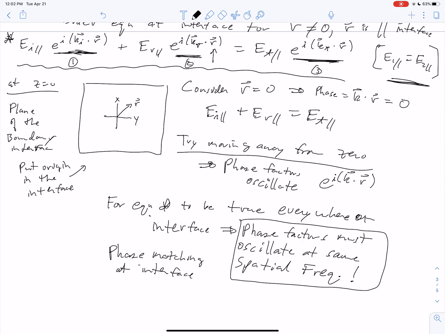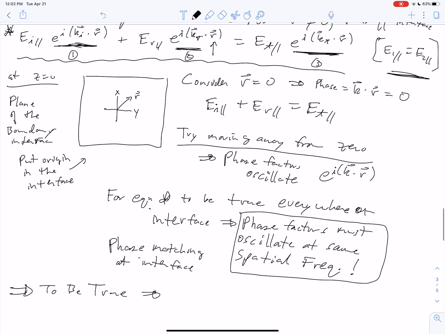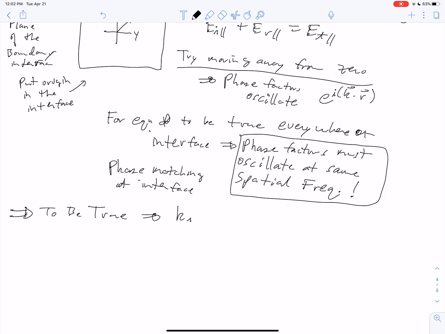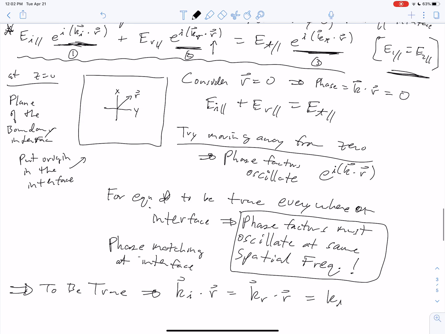And for them to be equal everywhere on the interface, how can that be? The only way that can be is this. The phase factors must be the same. I need Ki dot R equals Kr dot R equals Kt dot R.